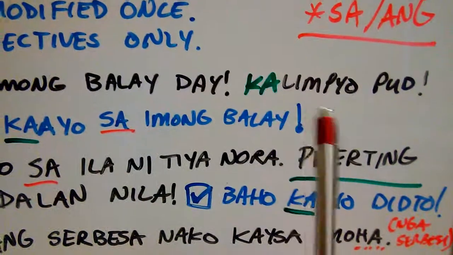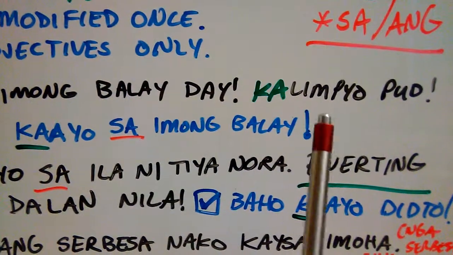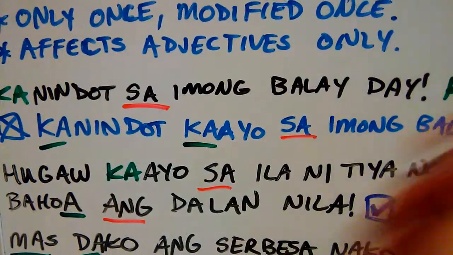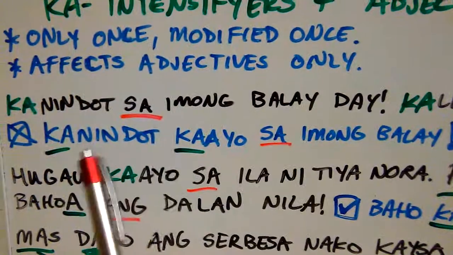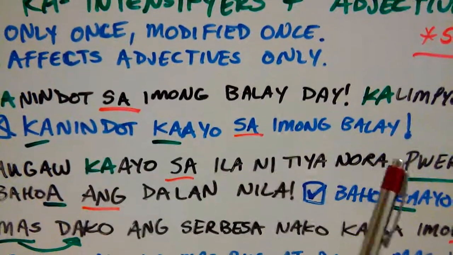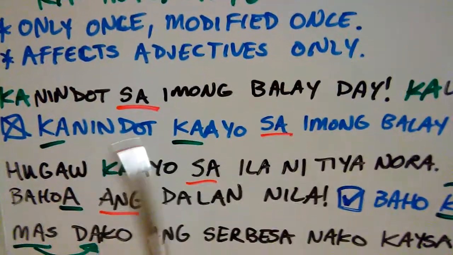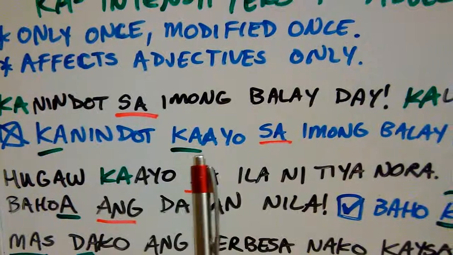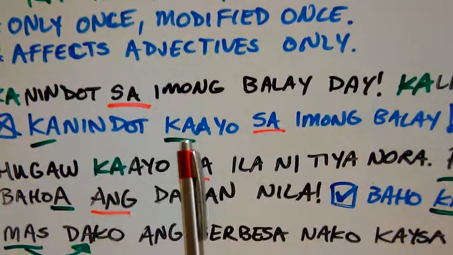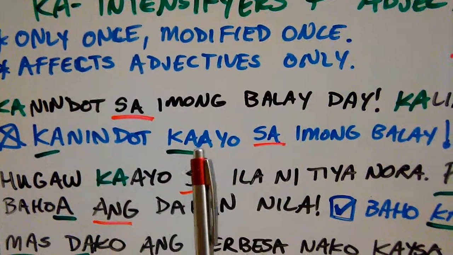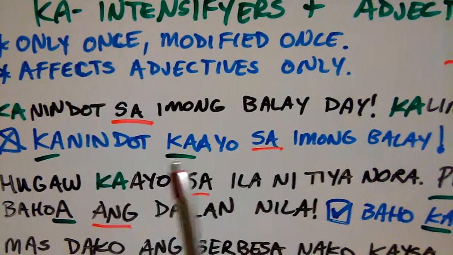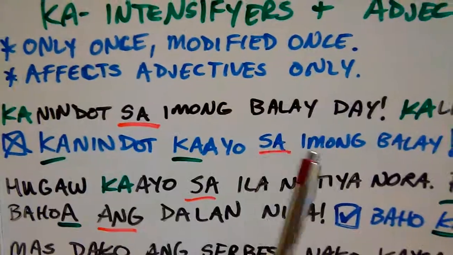And here again, it's okay to use ka again in this sentence because there's nothing else that's modifying this adjective. Kalimpyo pud, right? Here it's okay to use ka because this is solely the only adjective in that sentence. Kanindot. Here in blue, we cannot say kanindot kaayo. No, kanindot kaayo sa imong balay, that's a big no-no, okay? Why? Because we have two adjectives now. I know kaayo translates into very in English, but if you take a look at kaayo again, it's an adverb. And if we take a look at ayo, the root word, what does ayo mean? It means good, right? Ayo, good.